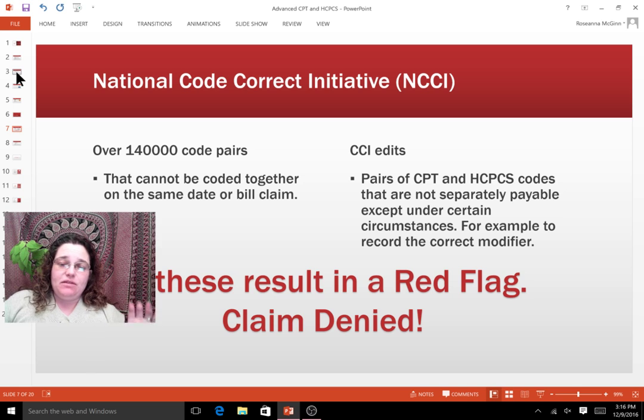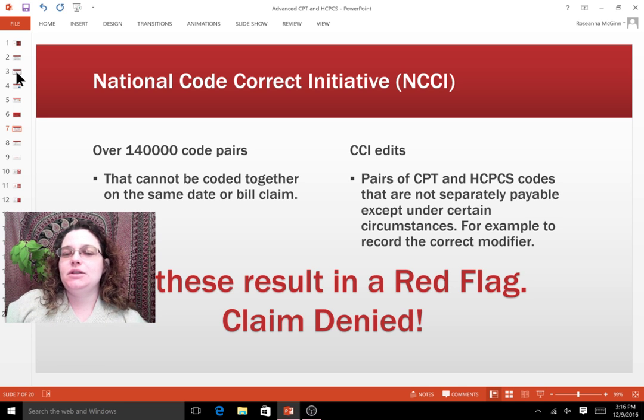So they send up a big red flag like, what's going on? For example, to record the correct modifier. So if for some reason you put a HCPCS code and you leave off the CPT modifier that it requires, that could send up a red flag. All these result in a red flag. A red flag means the claim is denied or not paid.